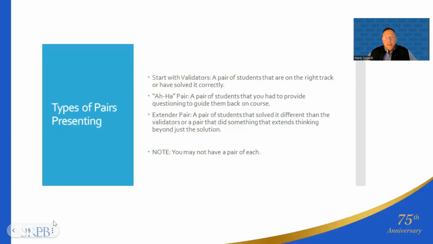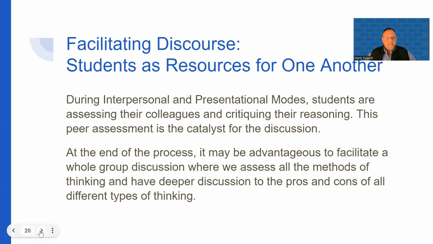And then I put in here some of the pairs that I look for. So obviously, look for a pair of students that has the right answer and can explain it. We're also looking for students who might have started off on the wrong track and then corrected through thinking, maybe through some of your questioning. And then we always look for students that extend. Kids who answer the question correctly but add some additional information that was not asked of. That's really pushing them to that next level.